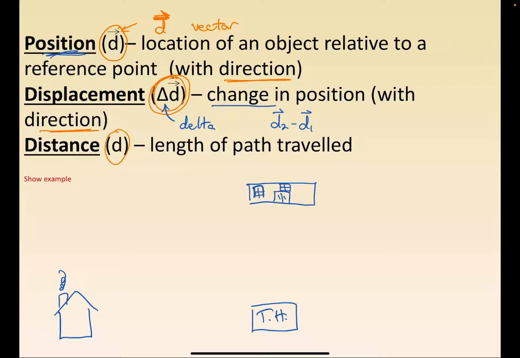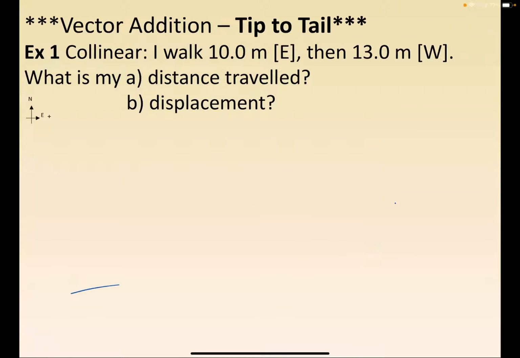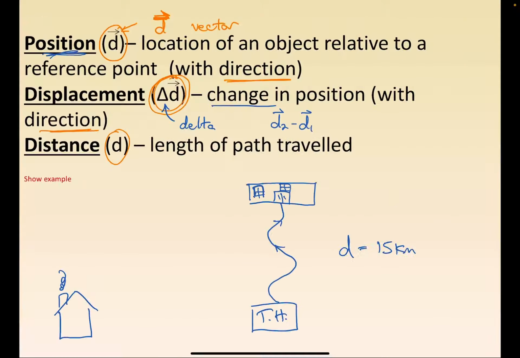Let's say I start my car at Tim Hortons and I drive on this windy path to get to school. So I'm driving in this direction and I end up at school. The length of that windy path would be my distance. I don't know, we'll make up a number, 15 kilometers. That's D for distance.